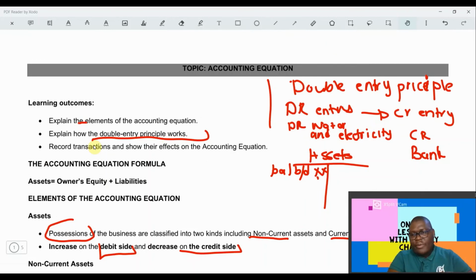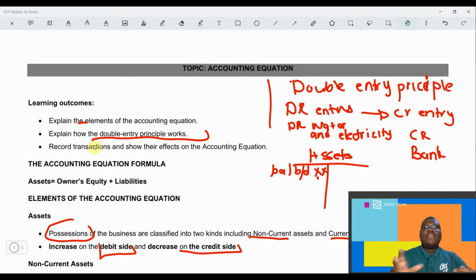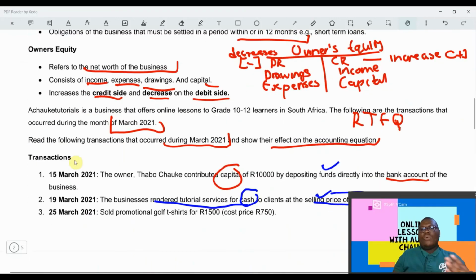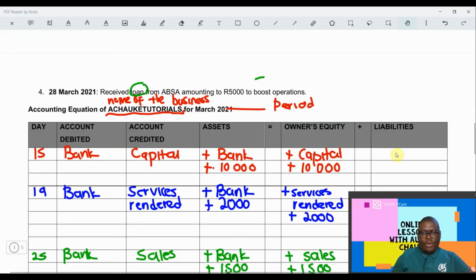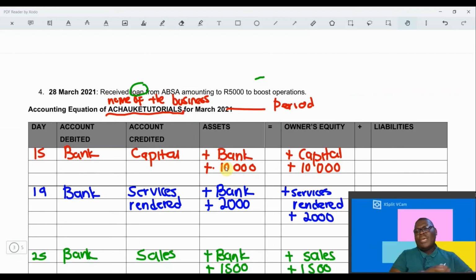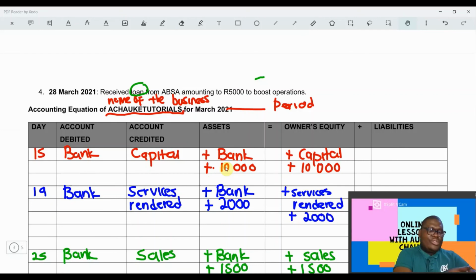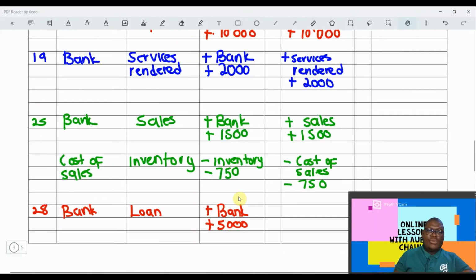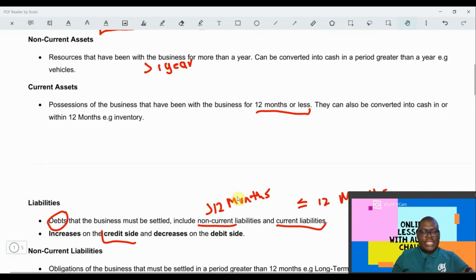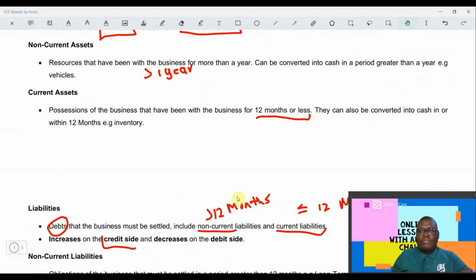So we've achieved the goal of our lesson, and we're also able to record the transactions and show their effects on the accounting equation, which is what we ended up doing at the end. If you can check here, we've recorded those transactions. We've shown that some are increasing the assets, some are reducing them, some are increasing owner's equity, some are reducing owner's equity, and some are increasing the liabilities part. So we have shown the effects of those transactions on the accounting equation. With that being said, ladies and gentlemen, we've reached the end of our lesson.